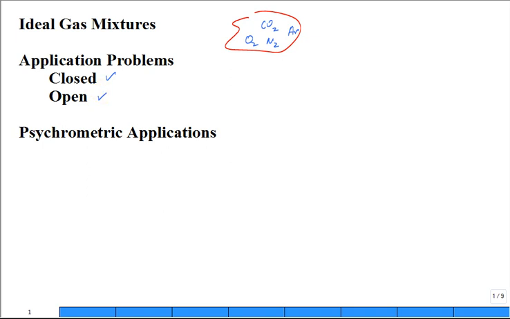We have open system analysis. Maybe it flows through a compressor. Maybe it flows through a turbine. Maybe it flows through a heat exchanger. But we have to deal with mixtures, ideal gas mixtures.